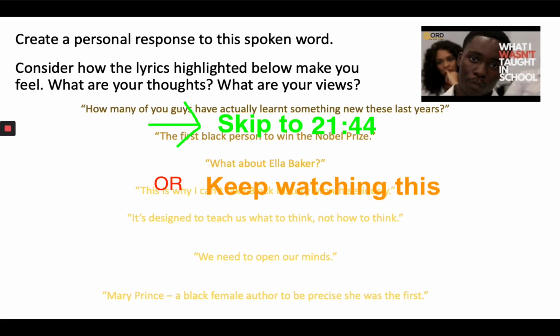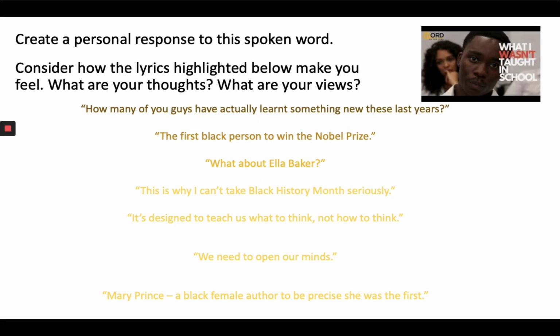So the first one is, how many of you guys have actually learned something new these last years? So think about, what have you learned in the last few years that's totally new to you, that enriched your life, that made you understand yourself better, made you understand the world around you better?